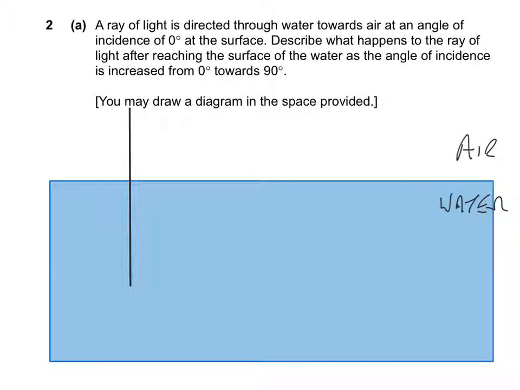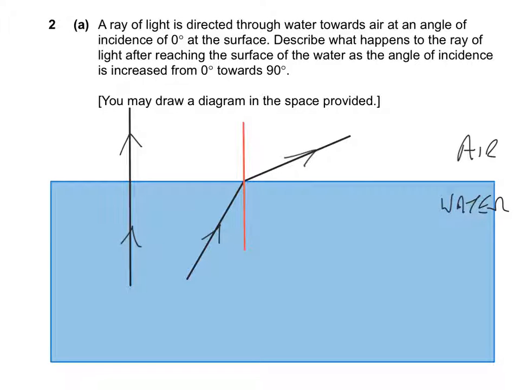And remember, the light is leaving from the water into the air. And what we get here is no bending. The light just comes straight out of the surface, and so the angle of refraction is also 0.